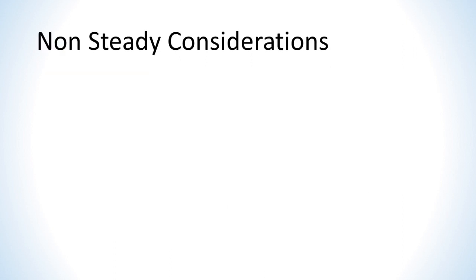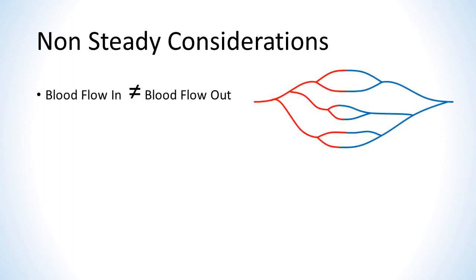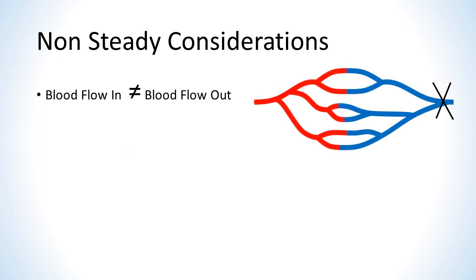Generally, the VO2 concepts so far have referred to what's going on at steady conditions. When we are using muscle oxygen monitoring, we are frequently interested in what's going on during non-steady conditions. This requires us to consider some additional factors. The first factor is that blood flow into the muscle may be different than blood flow out of the muscle. The most obvious case of this is the venous occlusion.